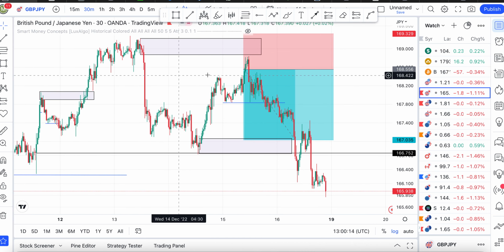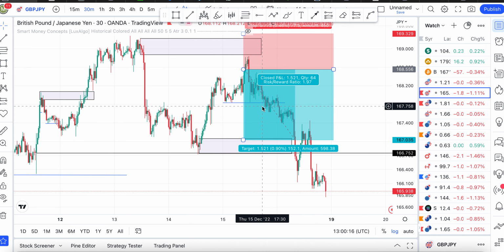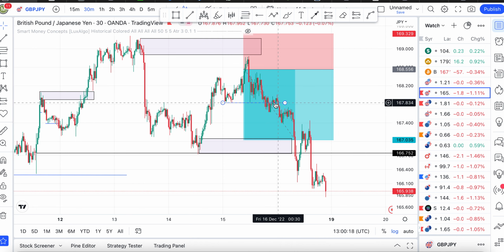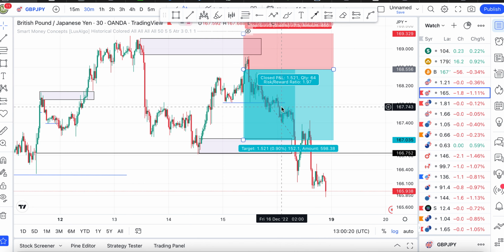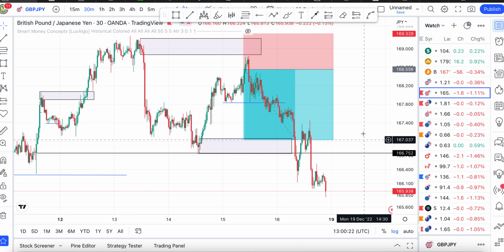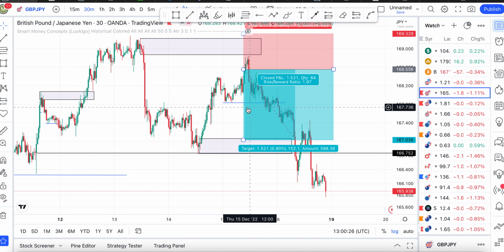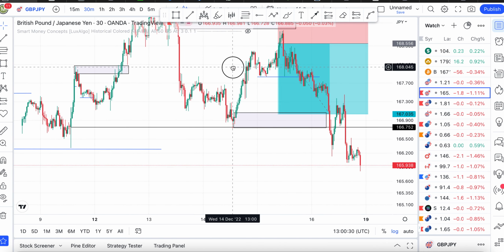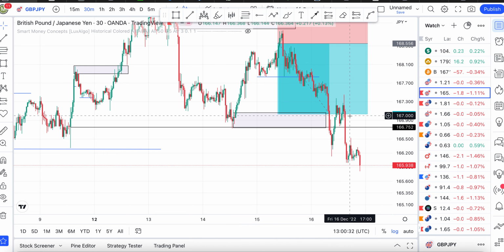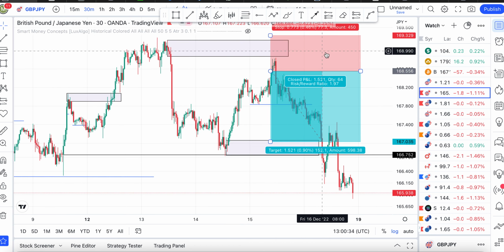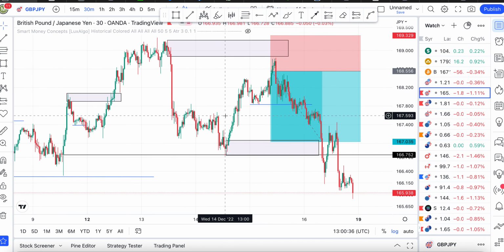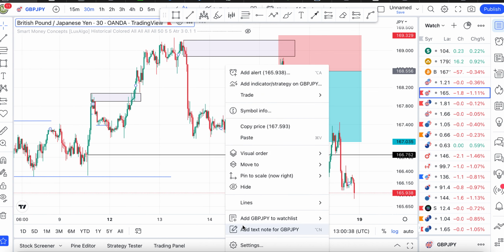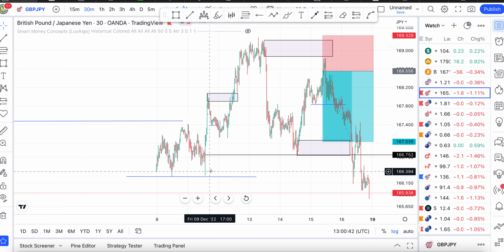So this was on GG on Friday. We had this massive drop, caught 152 pips on this one with the same strategy. The same strategy, guys. Removing drawings so you can have a clearer view.